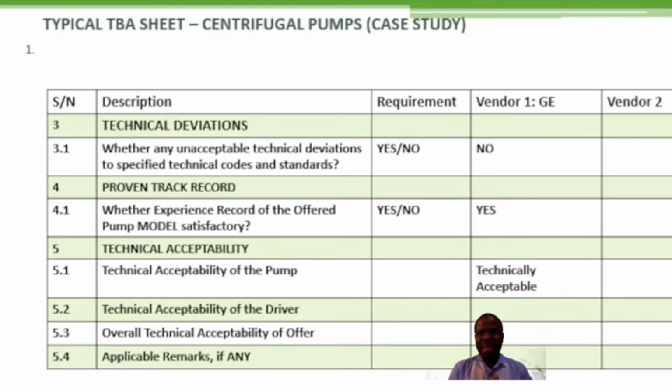So the bidder shall complete the experience record pro forma enclosed. It is usually with the bid document to amply prove that the offered pump, or the intended pump model you want to offer my plant, you want to offer my project, meets the equipment qualification criteria for technical acceptance.